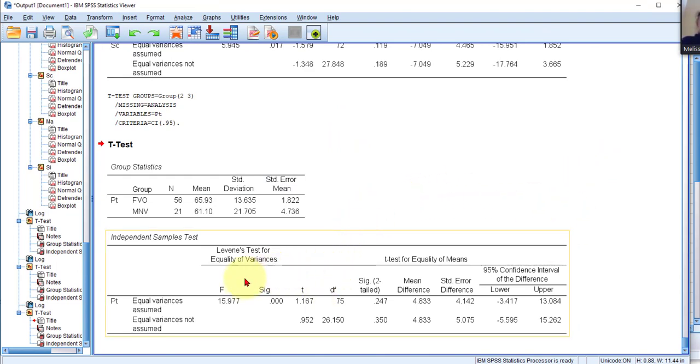Nope. Even if you divide the sig value by 2, you're still talking about 0.12, which is well over 0.05. So no significant difference there. Next. That's it. Okay, so no.